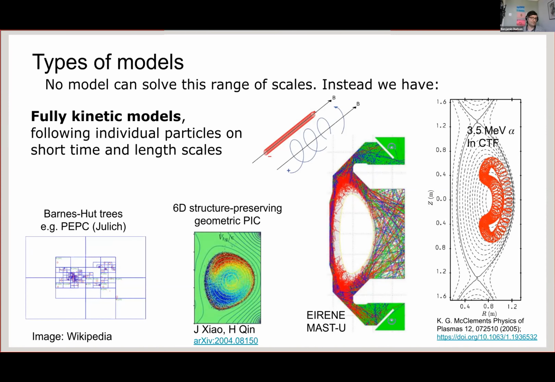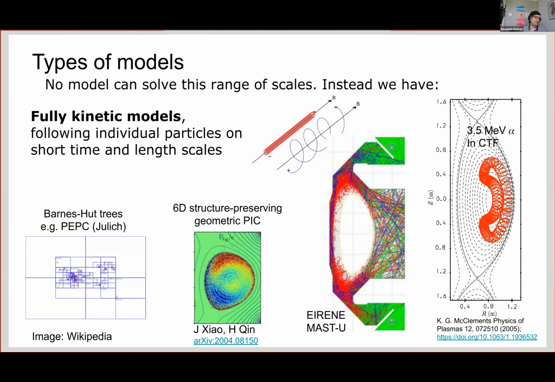So it's a six-dimensional system. You're evolving the position and velocity of all the particles. And the problem is this requires time steps of about a picosecond. Again, you have to run for some fractions of a millisecond at least in this case. But these kinds of models are used and they are necessary in some cases.